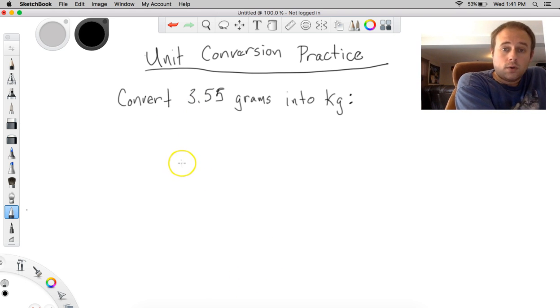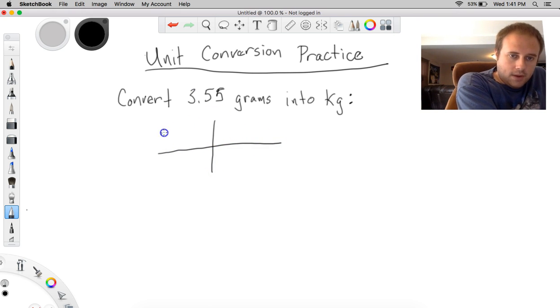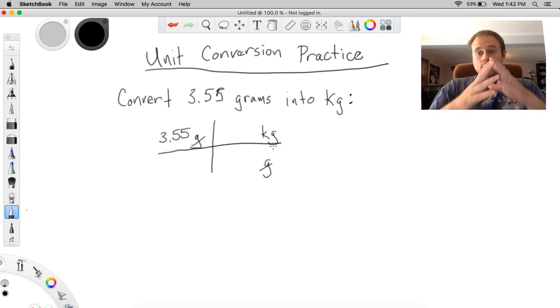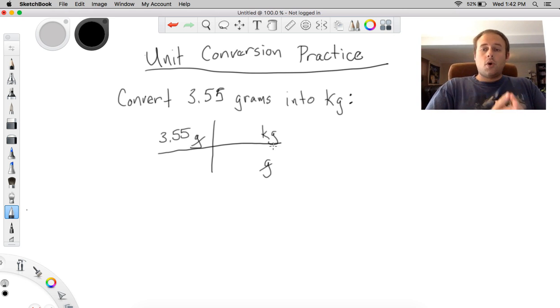So what's the known when I set up my canceling table? Well, in this case, I've got 3.55 grams as my known. I'm going to want to cancel grams, and I'm going to want to end up in kilograms, so I know my grams will cancel. Now, this is where students tend to get lost very, very often because they don't know what to put on the top, what to put on the bottom. And they'll always get confused.